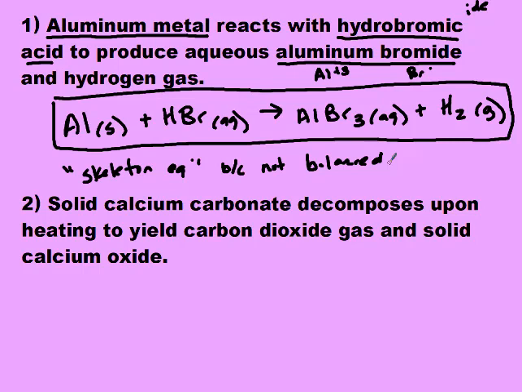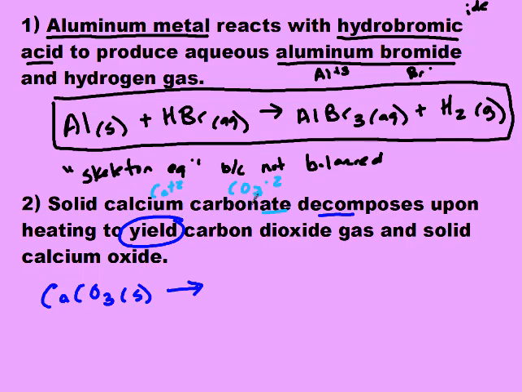All right, let's look at one more together. So solid calcium carbonate. So calcium is a +2 and carbonate is CO3 with a -2 charge. So those go together 1 to 1 and it's solid, so that's an S. It decomposes upon heating to yield. So I know that I'm done with my reactants because I just started with calcium carbonate. Carbon dioxide, I don't need charges for that one because I see prefixes. So 1 carbon, 2 oxygen, and that's a gas, plus solid calcium oxide. Calcium's a +2, oxygen's a -2. So just CaO, and that's a solid.